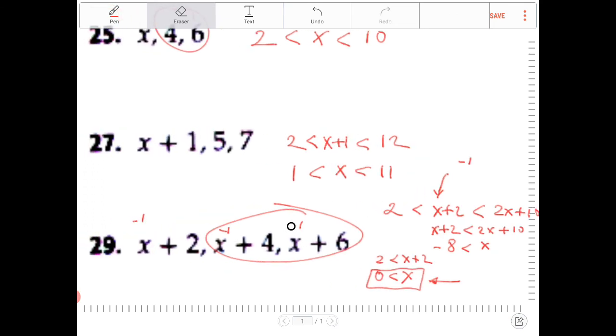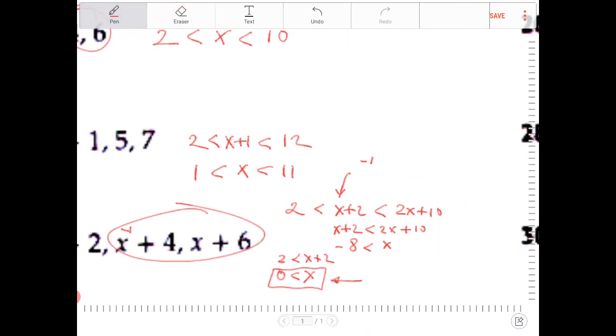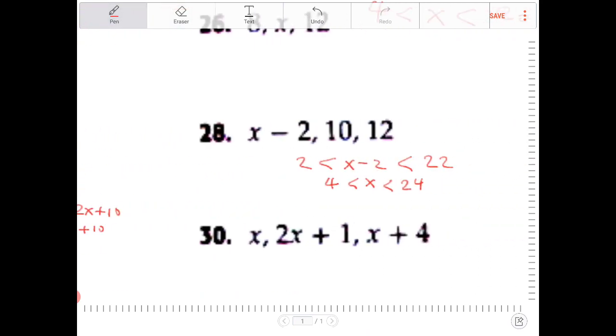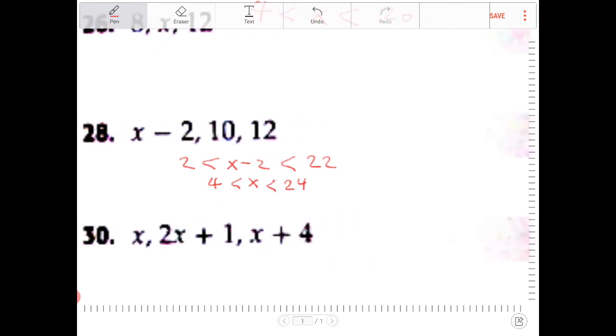Not because x can't be a negative number. It can be a negative number. It's just that the final answer has to satisfy both of those conditions. Okay, so same thing over here. We're going to do the same thing.